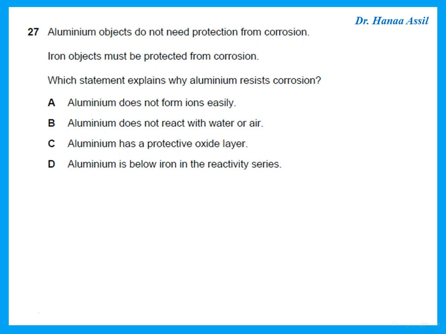Aluminium objects do not need protection from corrosion. Remember that we said aluminium is supposed to be a reactive metal, but it actually does not react. So iron objects must be protected from corrosion. Which statement explains why aluminium resists corrosion? Why is it that aluminium, which is supposed to be reactive, actually does not react? We said this is because aluminium has a protective oxide layer.